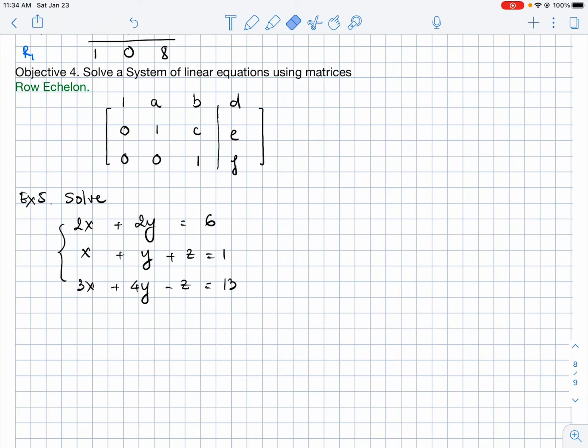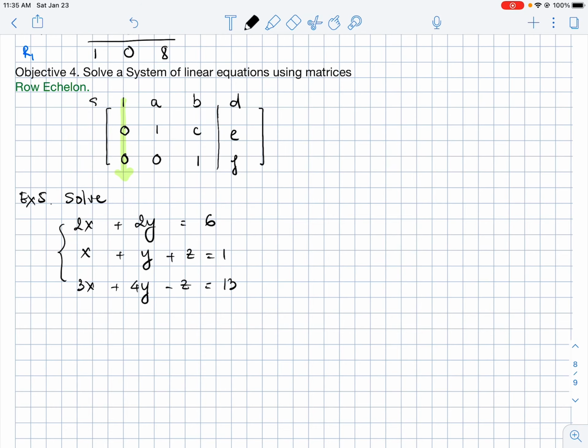Objective number 4. Solve a system of linear equations using matrices. We want to have it in row echelon form, that is 1, 1, 1 on the diagonal and 0, 0 below, like a triangle. So the step to do is you go this way first. That means column 1 first.